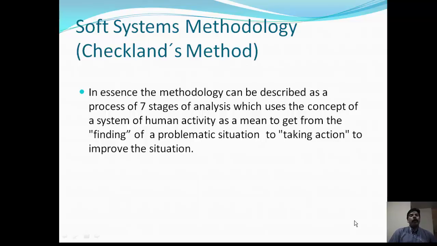In this video, I'm going to explain the four phases that we have seen of the subsystems methodology or checklist method. In essence, the methodology can be described as a process of 7 stages of analysis which uses the concept of a system of human activity as a means to get from the finding of a problematic situation to taking action to improve the situation. So this methodology helps us not only to understand the problem, but make us have a solution to this problem.